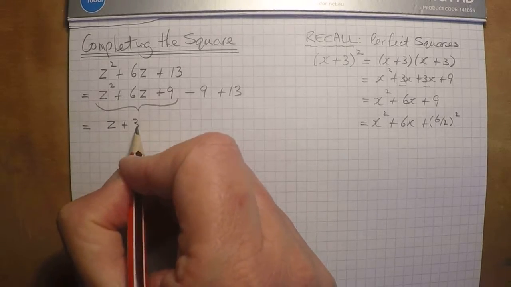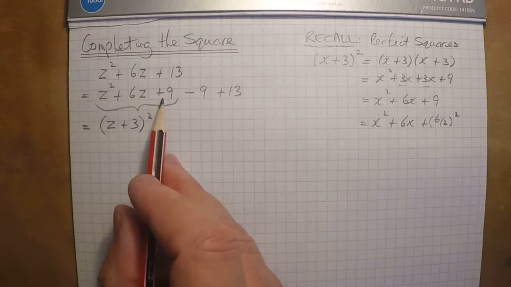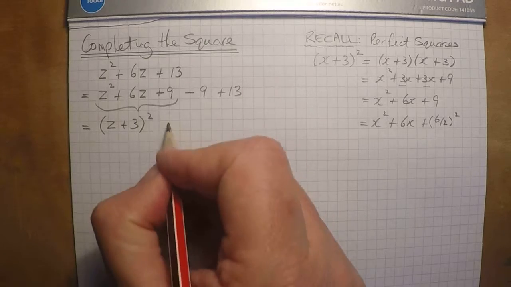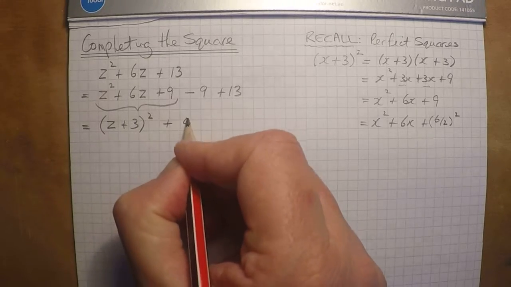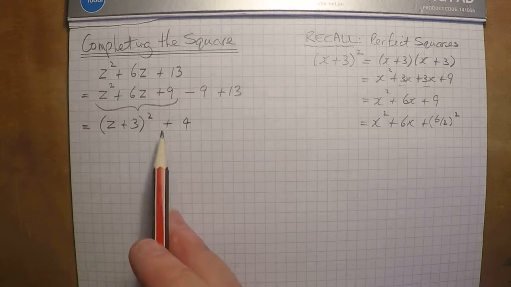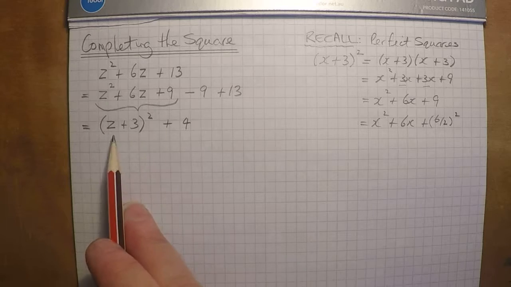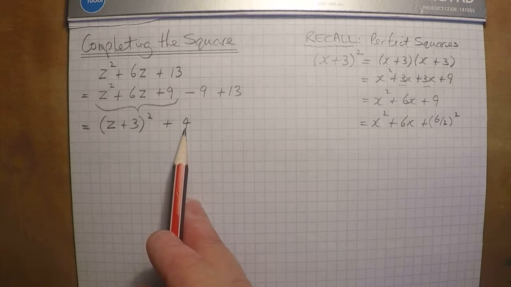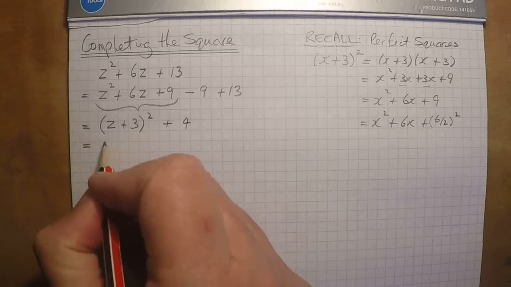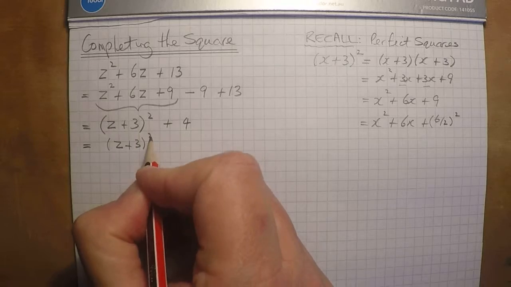So this can be expressed as z plus 3 squared. Now what about these constants? This equates to plus 4. Now we're not really factorised yet because we still have a sum here. This part is squared, and I notice that 4 is the same as 2 squared, but it's plus instead of minus. So I can take care of that by using the imaginary number i.